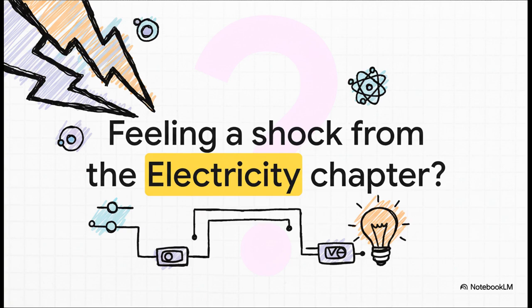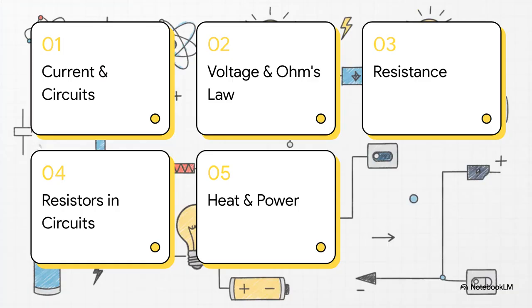Chalo, let's begin. So here's our little game plan, our roadmap to mastering this chapter. We'll start with the absolute basics, current and circuits. Then we'll understand the push, that is voltage, and the golden rule, Ohm's law. After that, we'll tackle resistance, see how resistors work together as a team, and finally, we'll look at how all this electricity actually works in our daily lives.